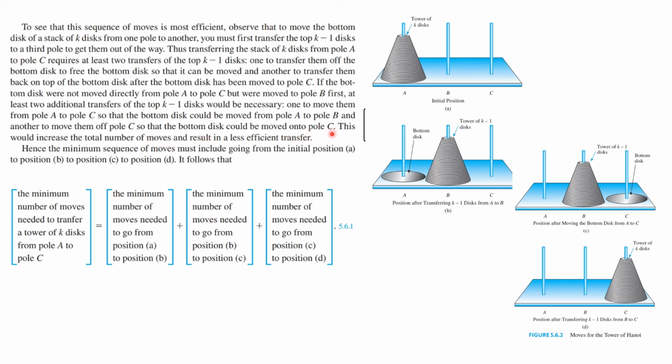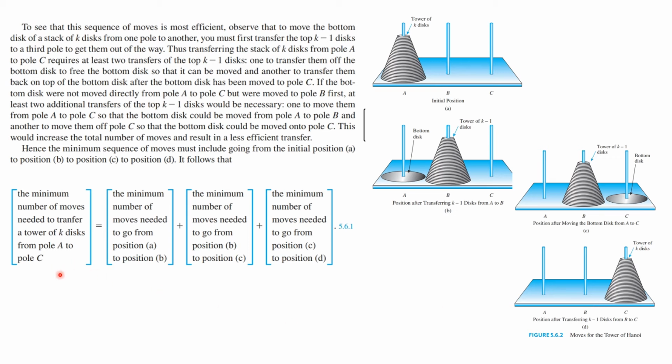You want to think about these words probably more deeply than I'm saying them. Spend a little bit of time with this. This would increase the total number of moves and result in a less efficient transfer. That's kind of the proof that this is the most efficient transfer. Hence, the minimum sequence of moves must include going from the initial position to position B, here's position B, to position C, and then to position D eventually.